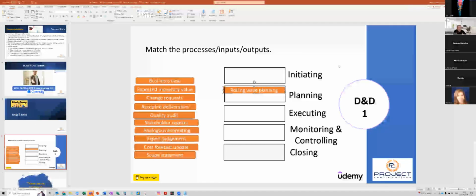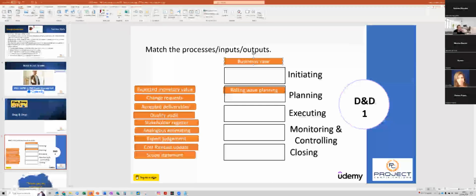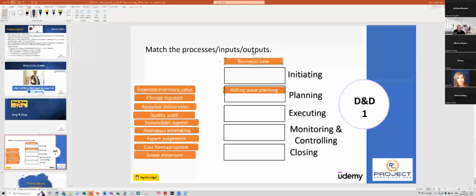If I can get myself unmuted. No problem. A business case is initiating. Are you really, really sure it's initiating, or maybe before that? Yeah, I think you don't have a reason to have a project without a business case. That is fully correct. So the business case is happening before the project charter, before initiating, but that is an input. So without the business case, as you said very well, there is no project.